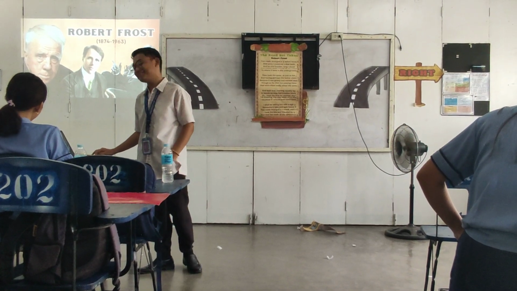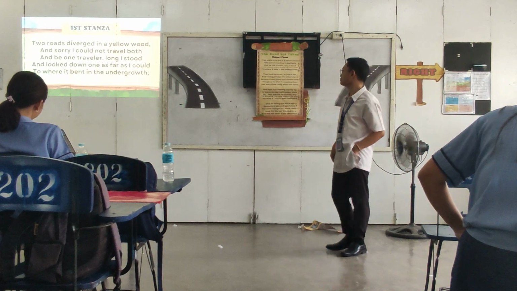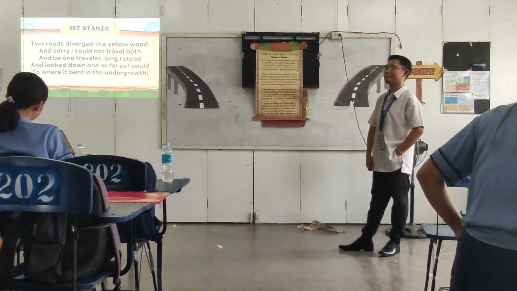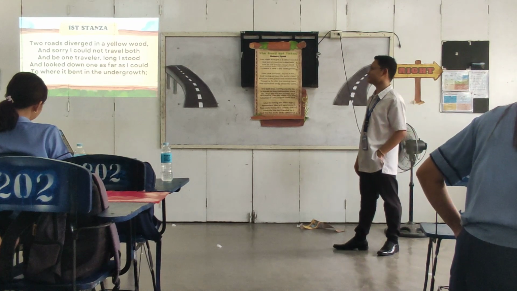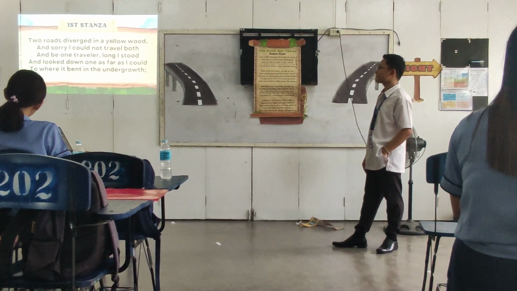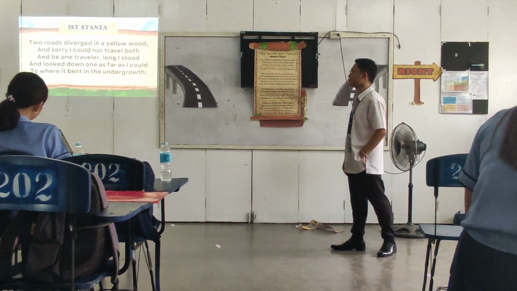Shall we? Yes. So for the first stanza, who wants to read? Miss Darlene. Two roads diverged in a yellow wood, and sorry I could not travel both, and be one traveler, long I stood, and looked down one as far as I could, to where it bent in the undergrowth.